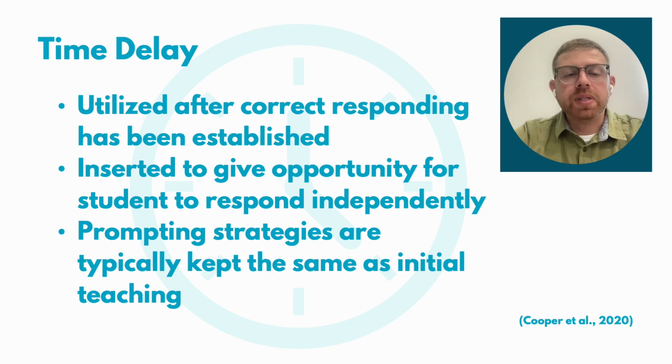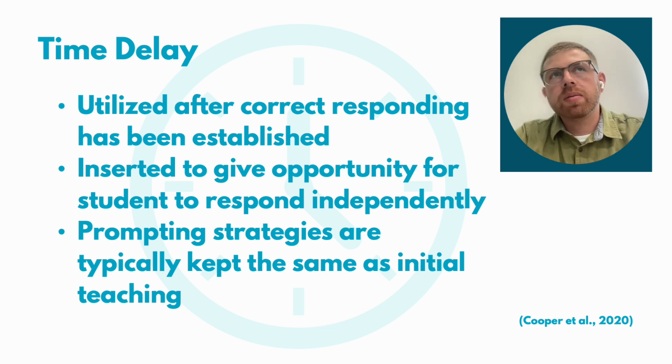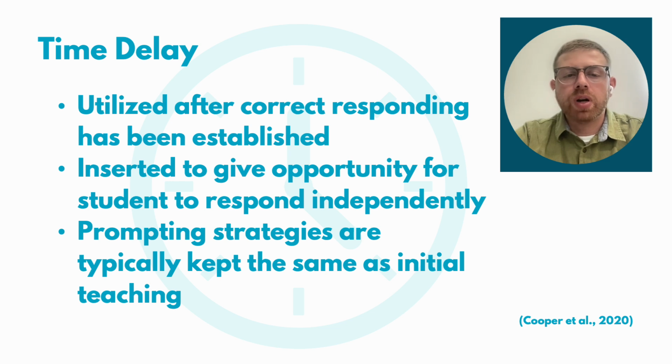For time delays, this is something that we are going to utilize after correct responding has been established. So we've selected our prompting hierarchy. We're doing response prompts, and we are successful. Our prompts were able to occasion correct responding. It has now been established. So now we've got to figure out how to get those prompts out of there.